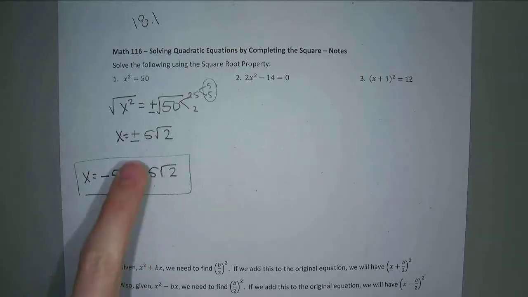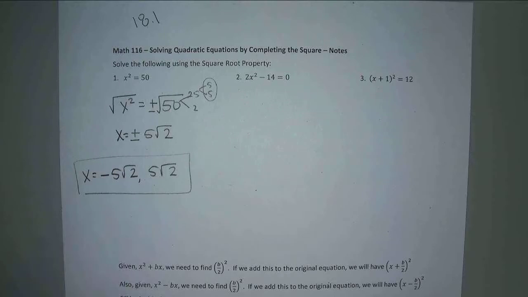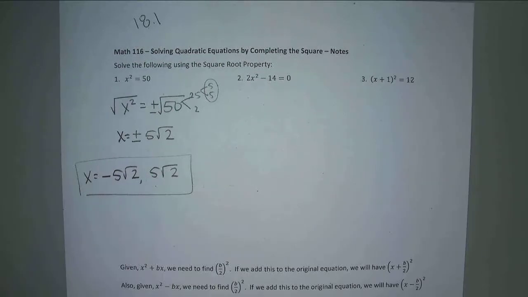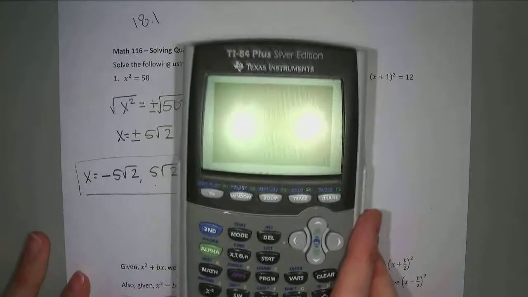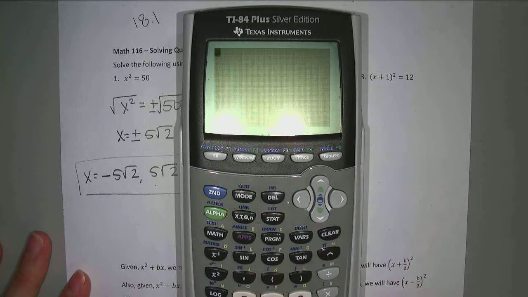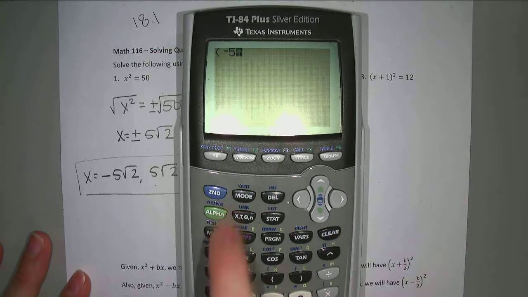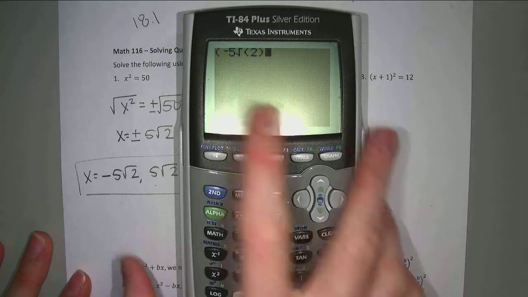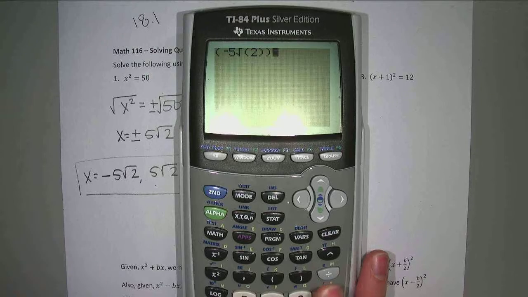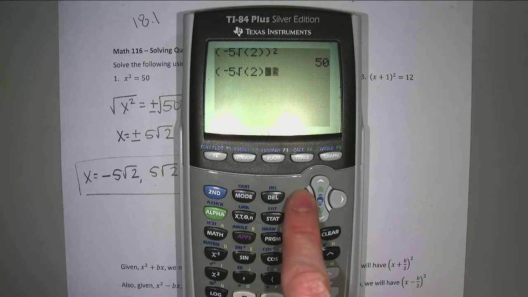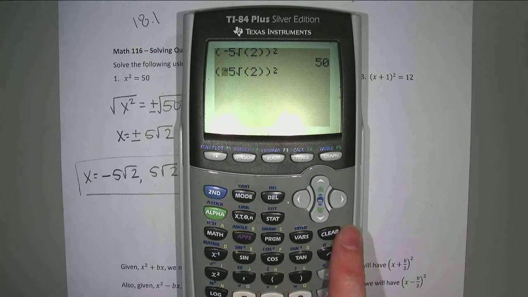Writing it this way and stopping there is fine, but I just want you to realize we found two answers. On your calculator, if you put in parentheses negative 5 square root of 2, there's our answer. If we plug it back into our original equation and just square it, we get 50. And if we do the same thing, but get rid of the negative symbol, so we just square 5 root of 2, you get 50.